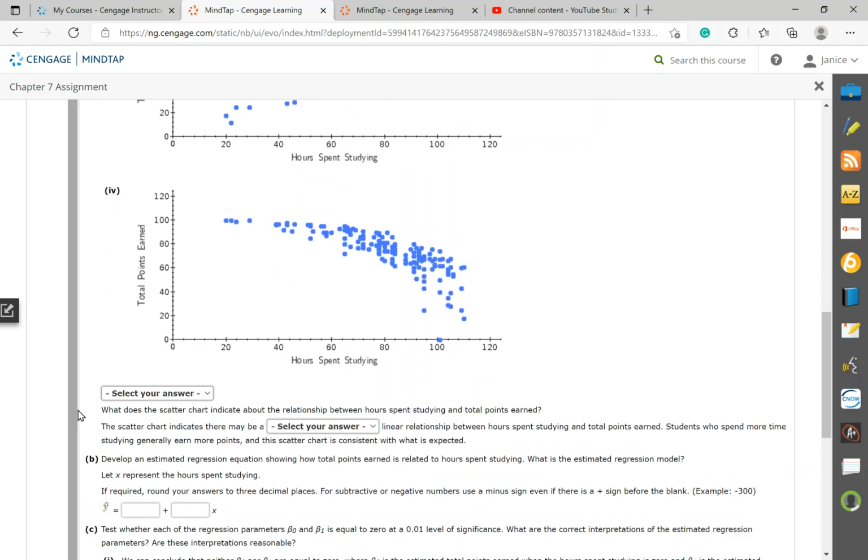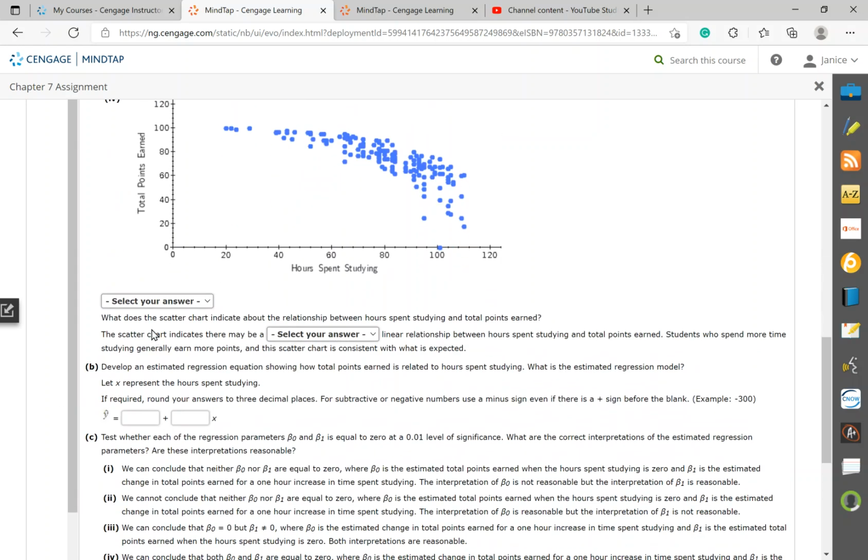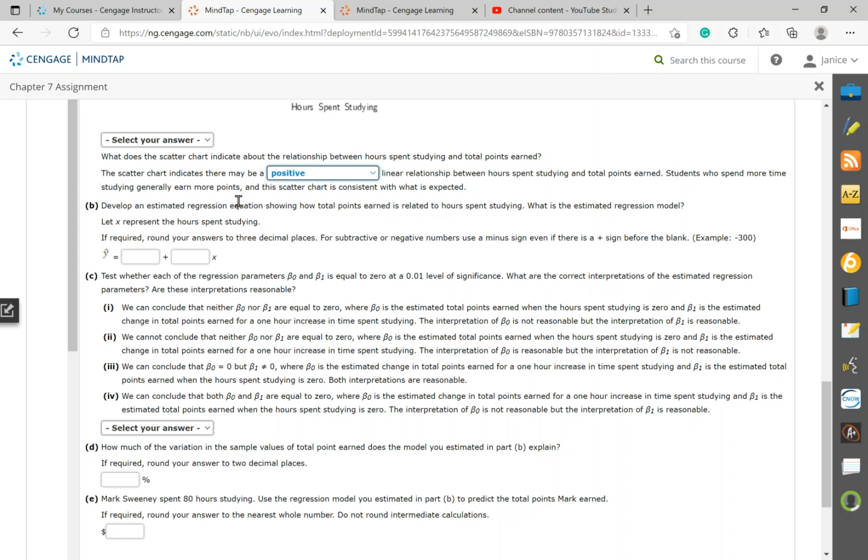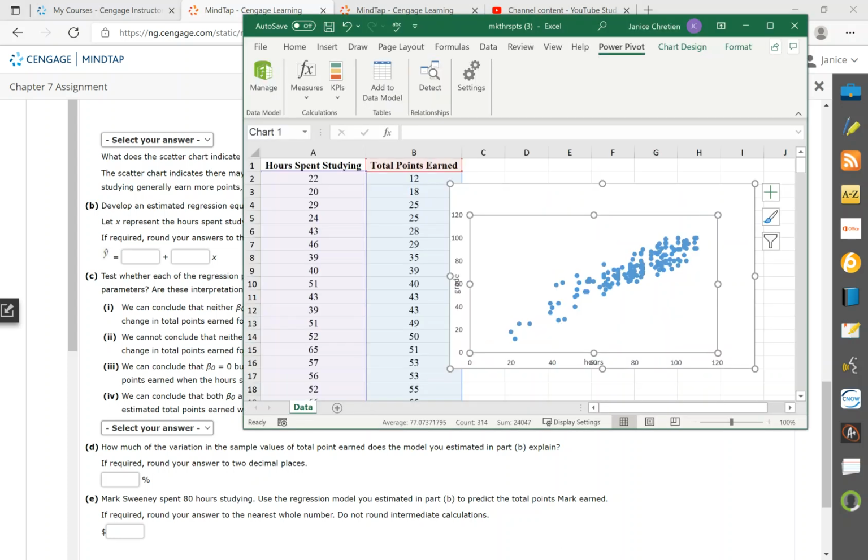And I'm asked, what kind of a relationship does my scatter chart indicate? And it indicates a positive relationship because it's increasing. So with every hour increased, so too does the grade. Then it wants us to develop an estimated regression equation.